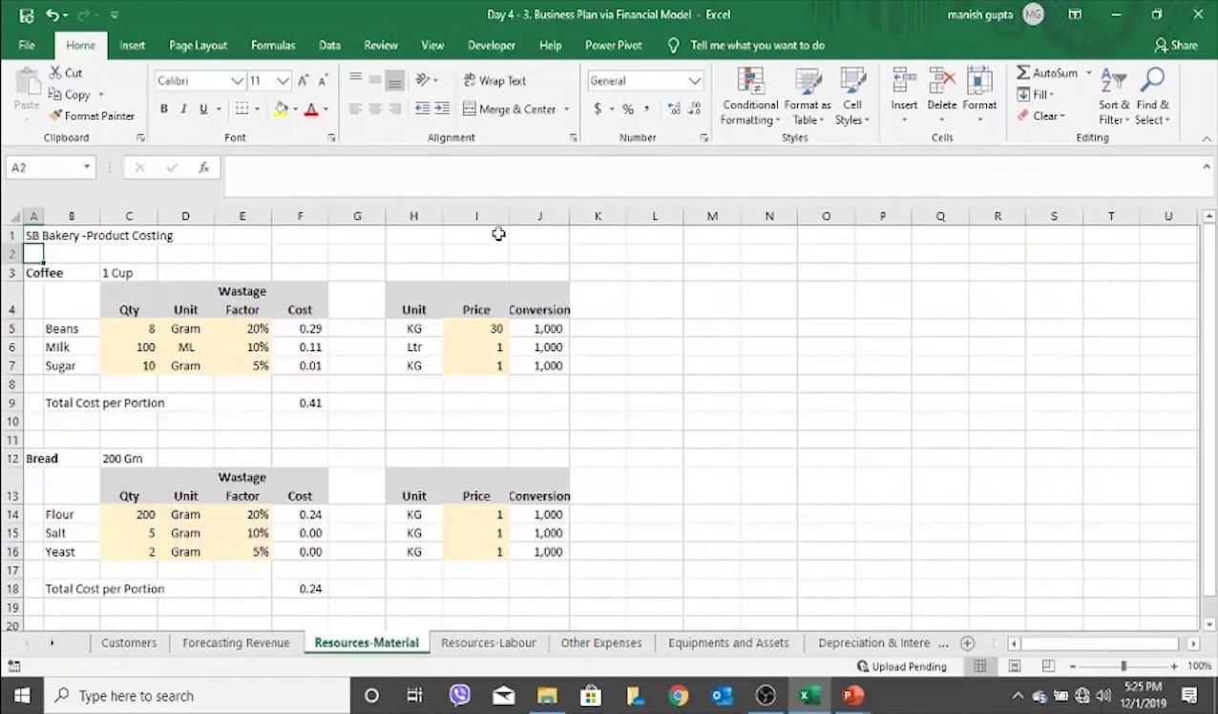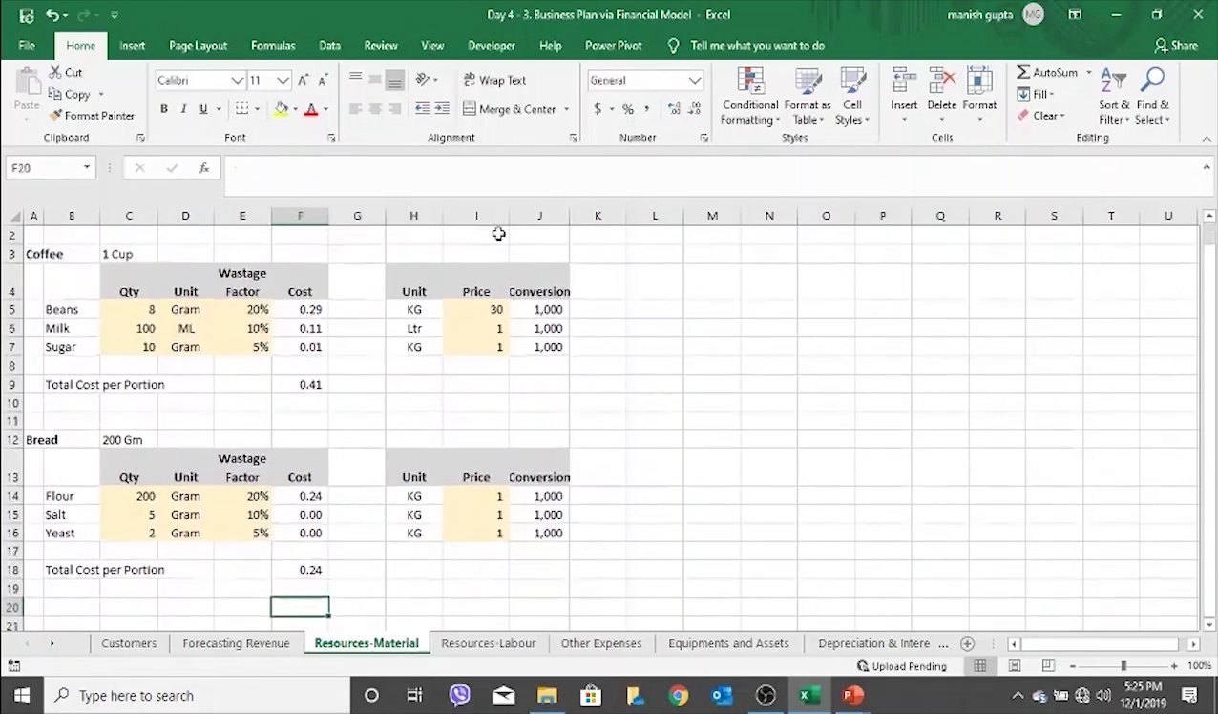So resources, what kind of resources do I need? For example, I did a small recipe for them. What if you want to make a coffee? How much do you think you're going to use? You may have some wastage factor. What is the cost of your recipe going to be? Whatever product you are going to serve, you need to see what ingredients you need for that particular product, so that you can see the cost of goods sold.